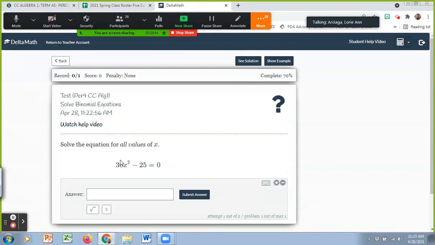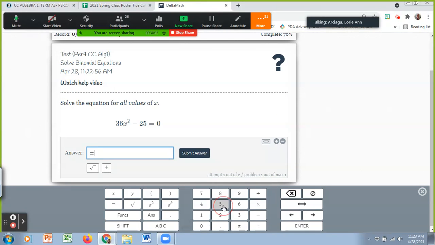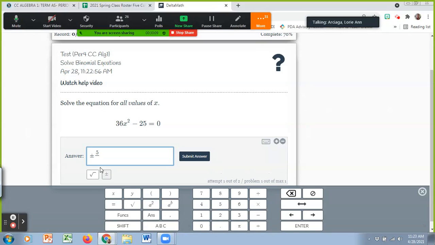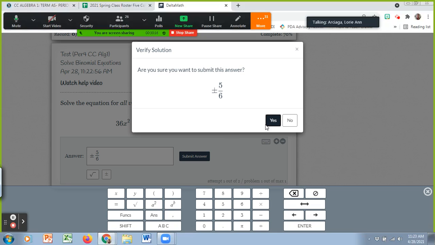All right. Next one. Solve 36x squared minus 25. Okay, so 25. What's the square root of 25? 5. Very good. So plus or minus 5. Okay. Nice one, Justin. And then you divide it by the square root of 36, which is 6. Okay, perfect. Okay, Valerie, did you get this one before I submit the answer?